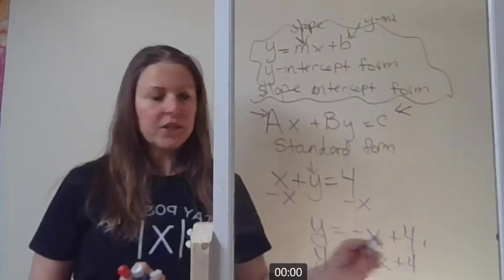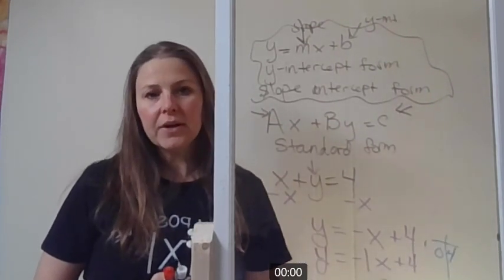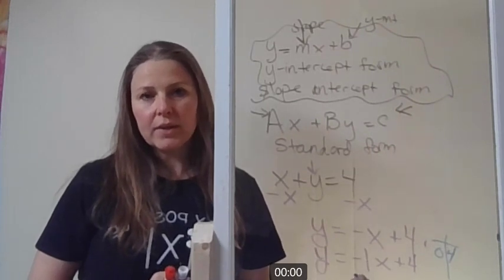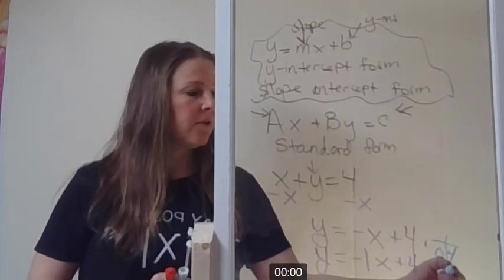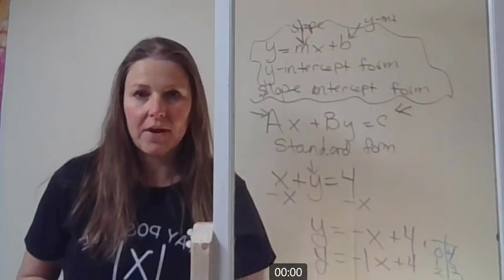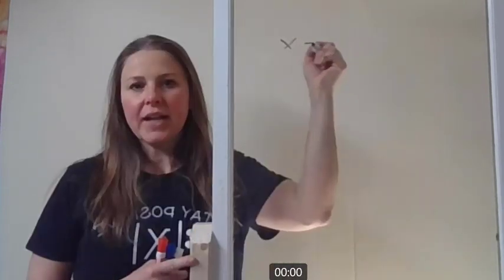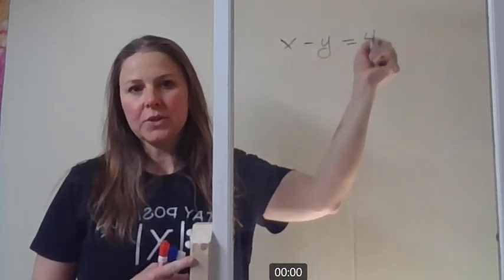So you could start your plot of your table at 0 giving you 4, and then since your slope is negative 1, going down by 1 would give you 3, and 2 would give you 2, and so on, going down by 1. All right, next problem. Equation x minus y equals 4.